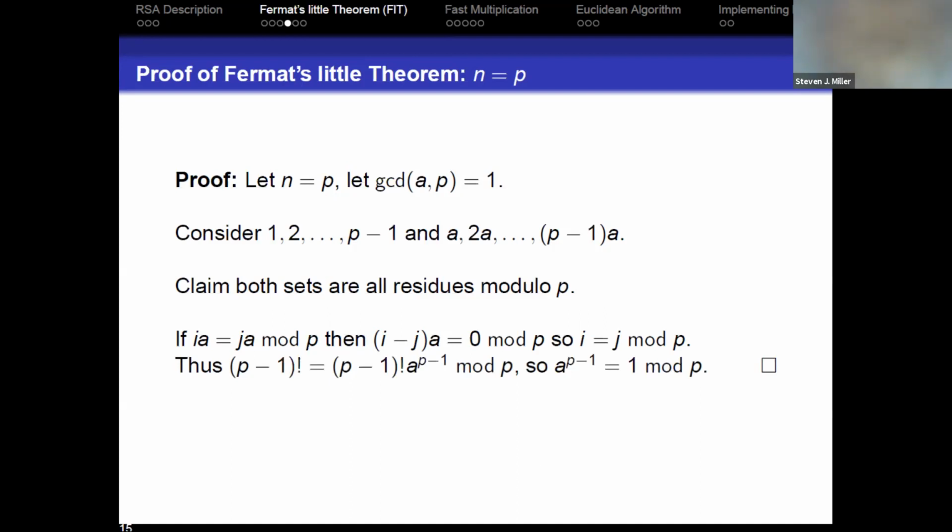So if we multiply 1 to P minus 1, we get P minus 1 factorial. And if we multiply A, 2A, 3A, all the way up to P minus 1 times A, we get P minus 1 factorial again, times A to the P minus 1. And now the idea is, well, since these are equal mod P, and P doesn't divide P minus 1 factorial, I can just remove the P minus 1 factorial from both sides. And we're left with A to the P minus 1 is 1 mod P. And that's the proof.